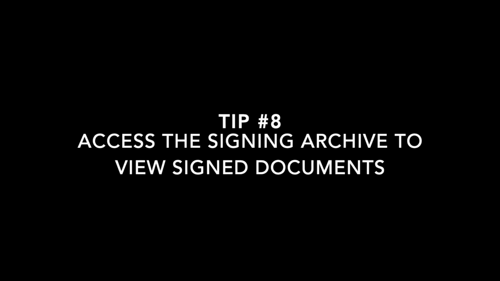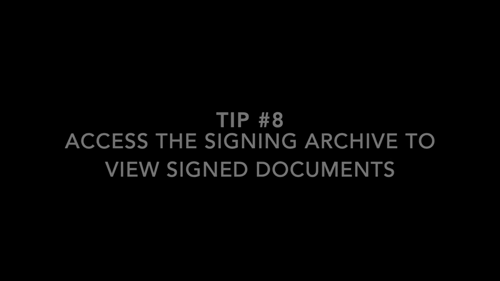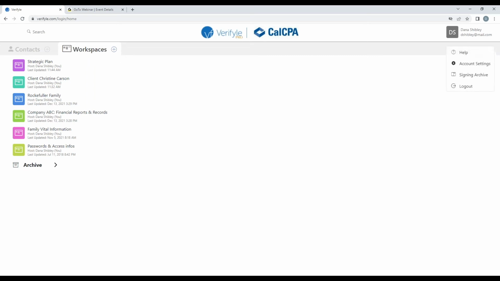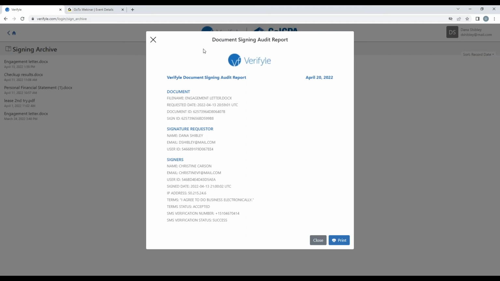Tip number 8, access the document signing archive to see signature records. If I click on my name at the top right and then click on Signing Archive, I can see a list of documents for which I've requested and received an electronic signature or that I've signed myself. If I click on the gear symbol next to any of them, I can also click on View Signing Info, where I can see a full document signing audit report for that particular signature.